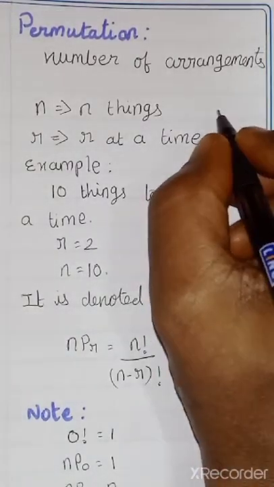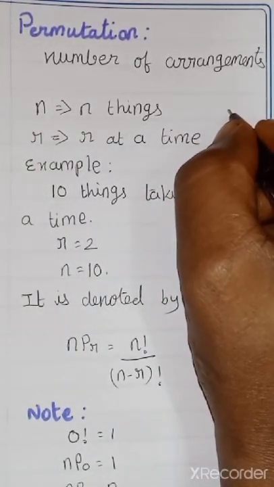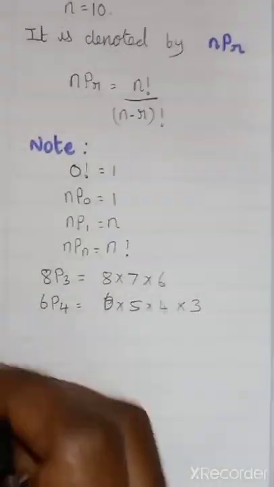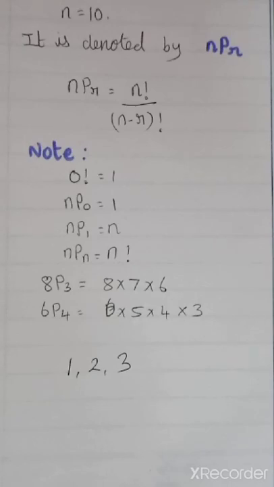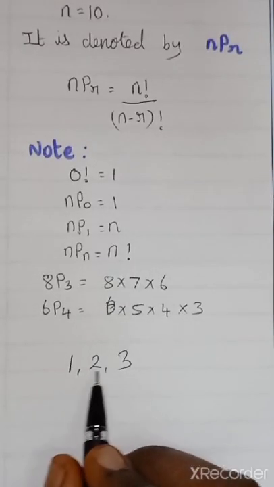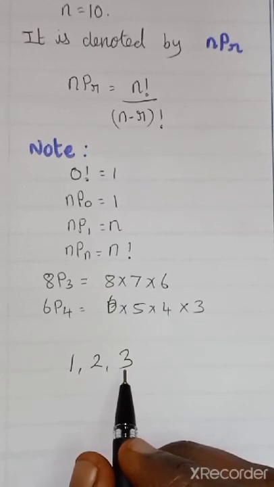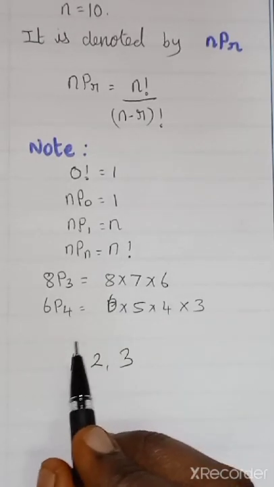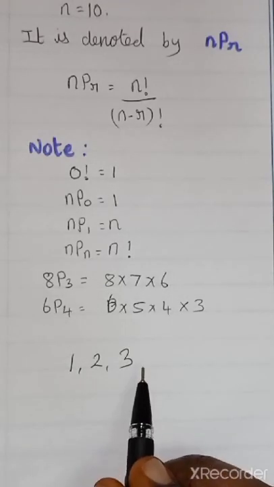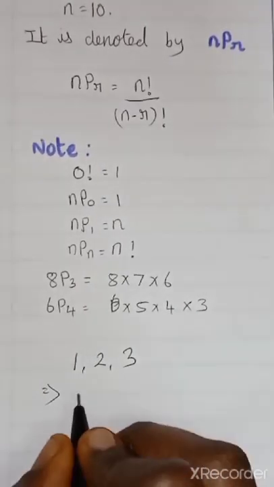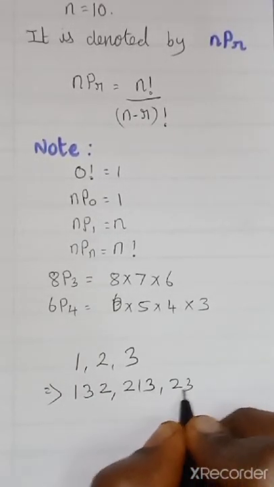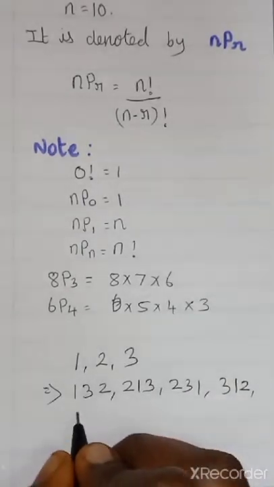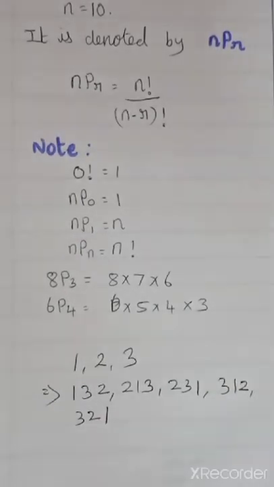Suppose we are taking three numbers 1, 2 and 3. How many ways can we make a number using 1, 2, 3? We can write it as 1, 3, 2; 2, 1, 3; 2, 3, 1; 3, 1, 2; and 3, 2, 1. Is it right?